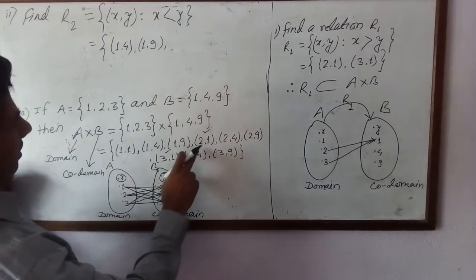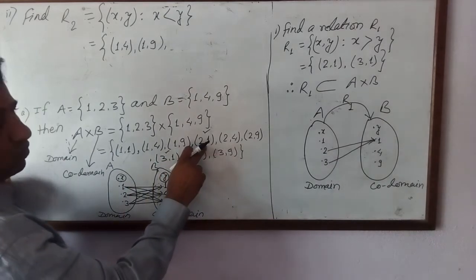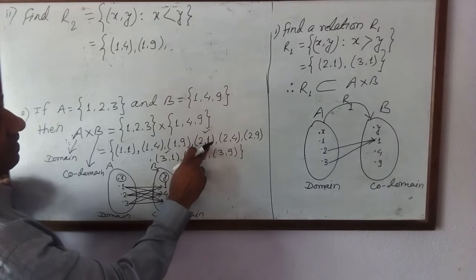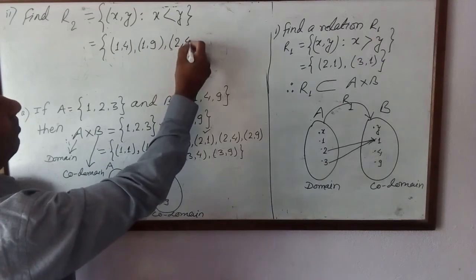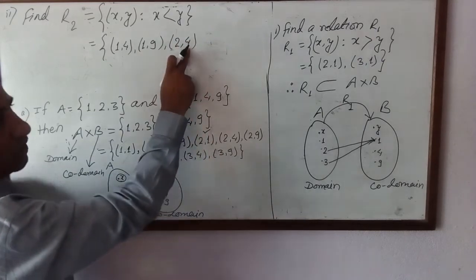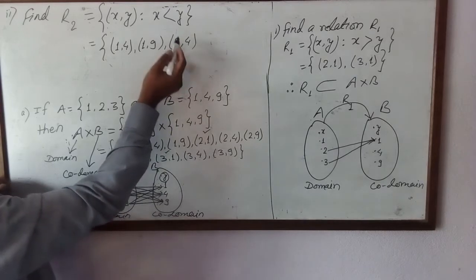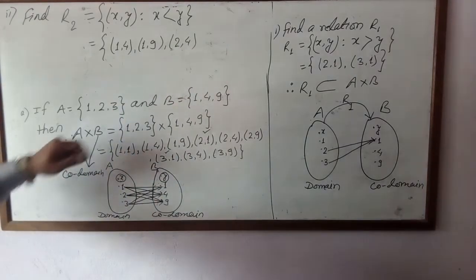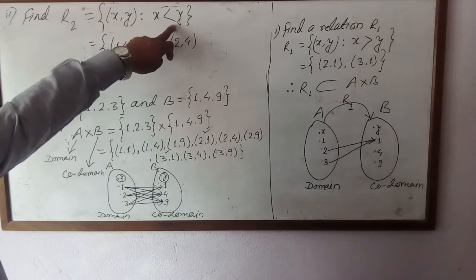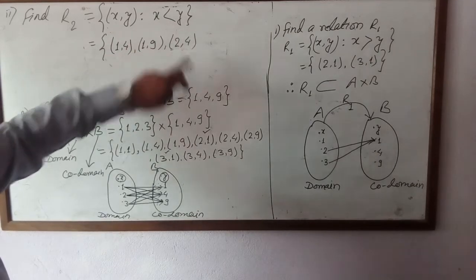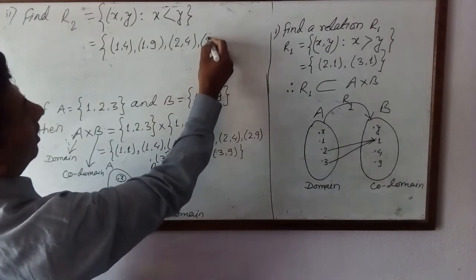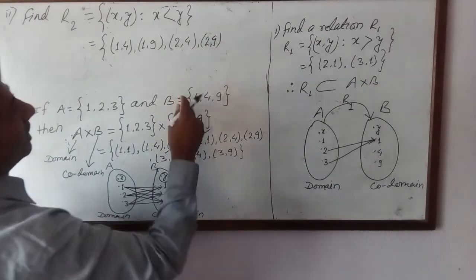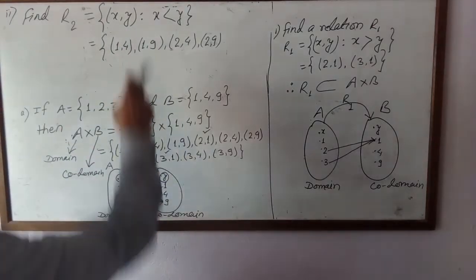Another one is 2, 1. Here 2 means X. X is greater, 1 is less. This we cannot write. Now the next one is 2, 4. In this 2, 4, 4 is Y, 2 is X. Now we have to take only those ordered pairs which have Y coordinate greater than X. Now these three we have already taken. Now the next one is 2, 9. 2, 9 also satisfies the given relation, this condition.